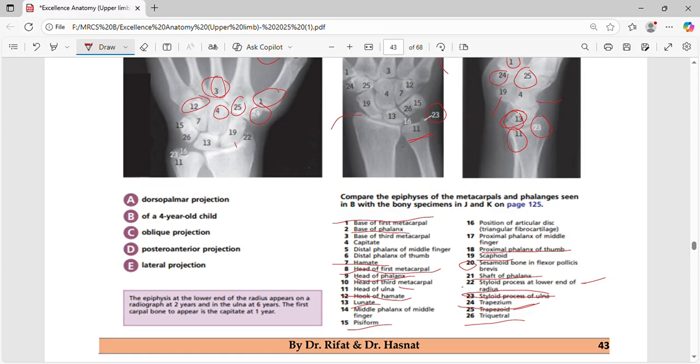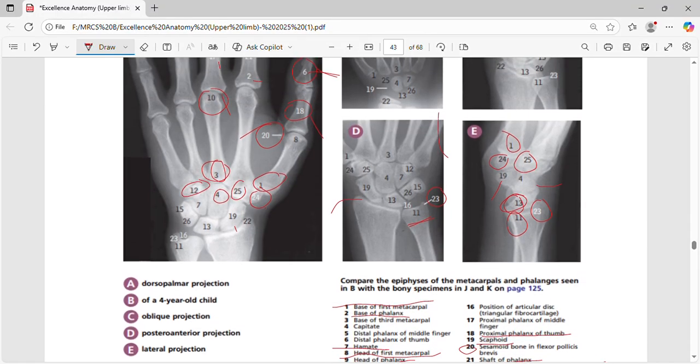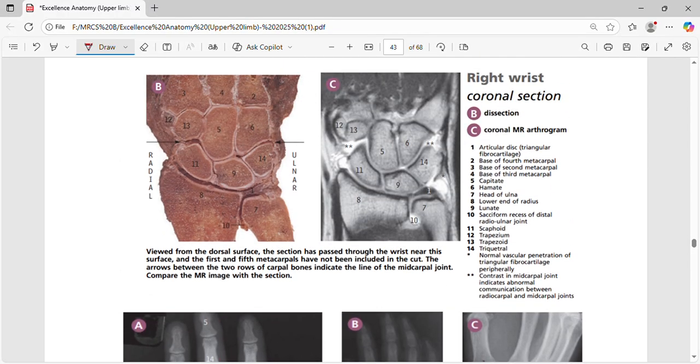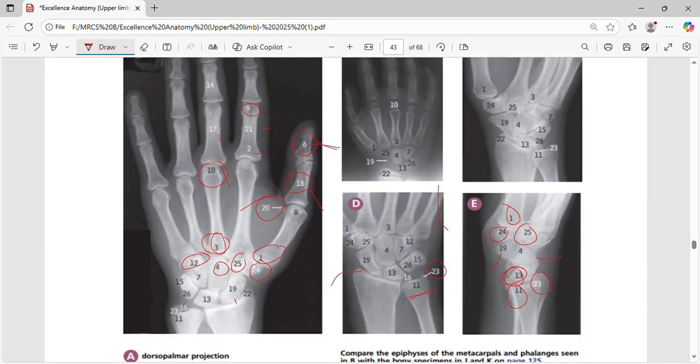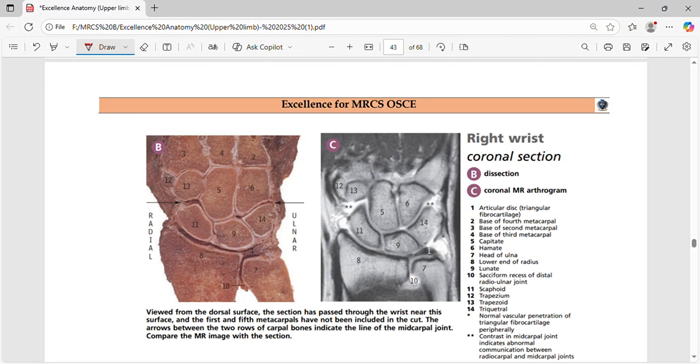Okay, so these are the different views, and you should just know the nomenclature. Again here we have the radius, and this is the ulnar head side. Here we have the ulnar head, and here we have the radial head.